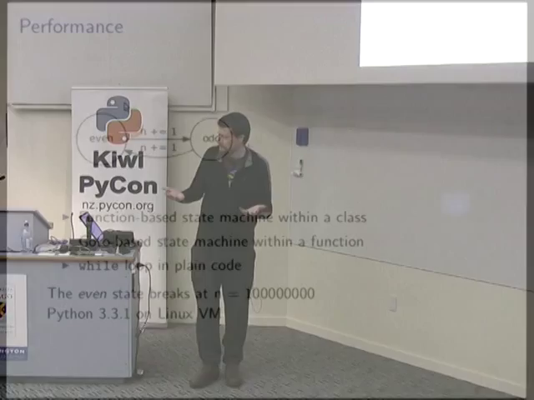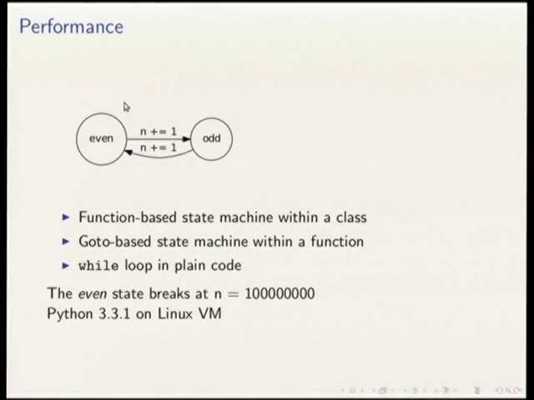So, is it any good? There's not much point if it's really slow. And here I've got an example of a state machine for counting up to, I think that's 100 million.